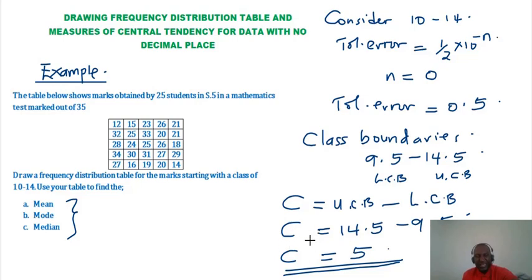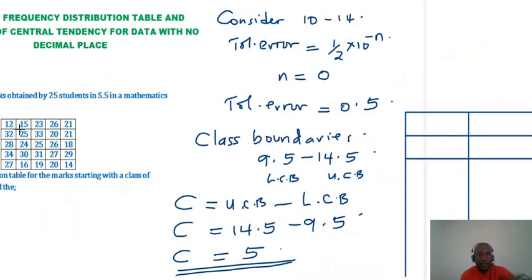Now we are going to use the class width together with this first class to generate all the other classes. And after that, we shall do the tallying, which helps us to come up with the frequency. So now, since these are marks, we are going to have here the marks, and then we shall have tallies, now that our data is still ungrouped. Now, let us start putting in the classes. The smallest class they need us to start with is a class of 10 to 14.